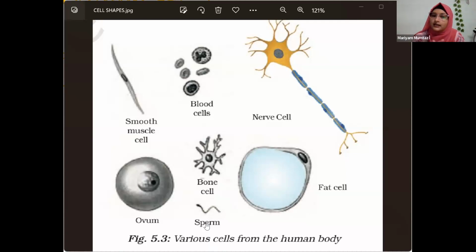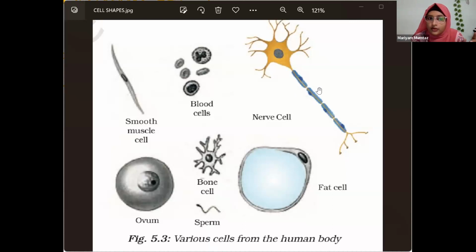Basically, my main point is to make you understand that, Rima, do you see that all of these look different? Yes. Now, one is from blood, one is from bone, one is from muscle. So all of the origins are also different, right? One is muscle, one is bone, one is nerve. But what is common in them? That they all are cells.